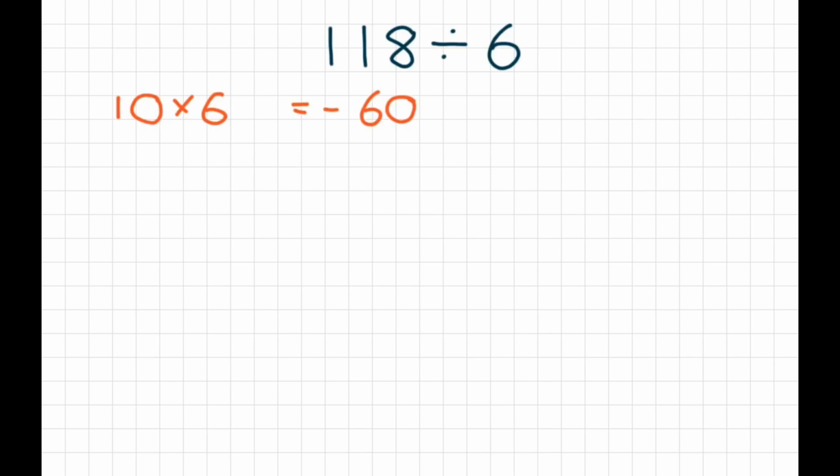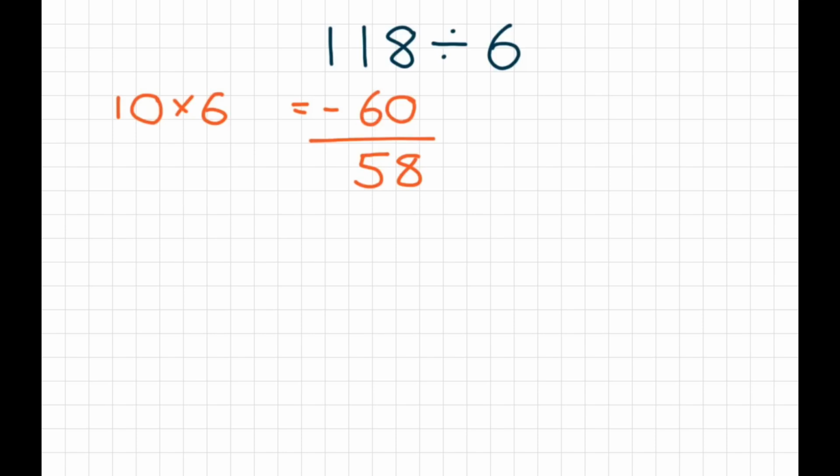Finally, I want to show you what happens when we don't get a straight answer, when we are left with a remainder. And what does that look like in chunking division? So I'm going to use the example 118. I'm going to divide that number by 6. So the biggest chunk I can think of straight away is 10 times 6, which we know is 60. So when I take that number from 118, I'm left with 58.